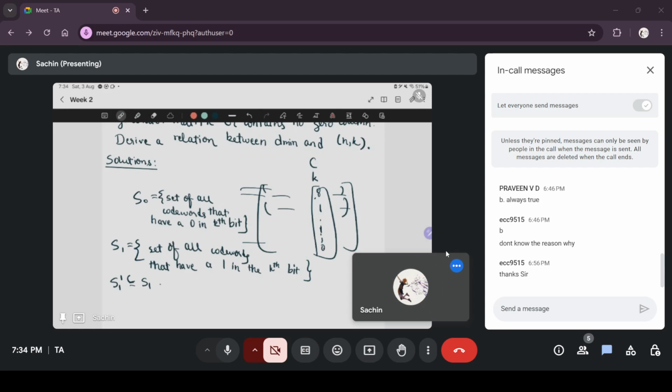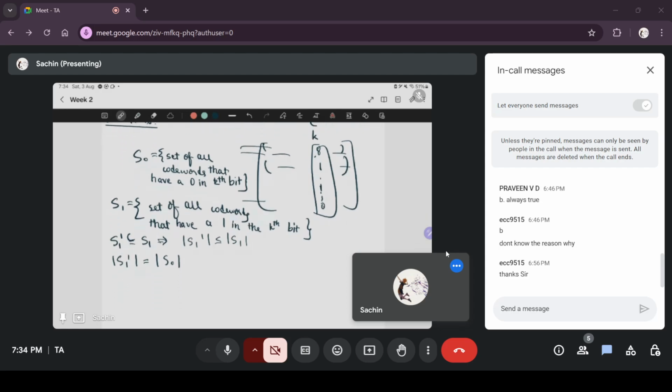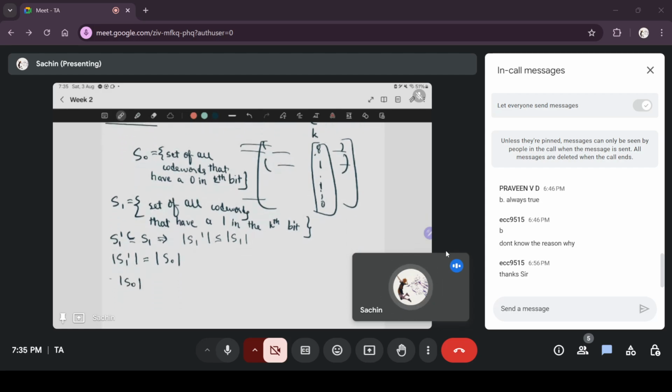But by adding a code word in S1 to each of the code words in S0, you will get a different code word each time. So the number of code words in S1 prime will be equal to the number of code words in S0. But since S1 prime is a subset of S1, the cardinality of S1 prime is less than or equal to that of S1. This means that the cardinality of S0 is less than or equal to the cardinality of S1. It's a similar logic that I had used earlier.